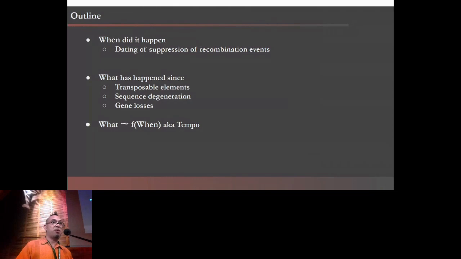I'm going to talk about transposable elements and how they accumulate in non-recombining regions. Then the degeneration of sequences, in the sense of non-synonymous substitutions and optimal codon usage, and gene losses. Then I'm going to put these two things together and tell you what has happened as a function of when it starts happening. I call that the tempo.